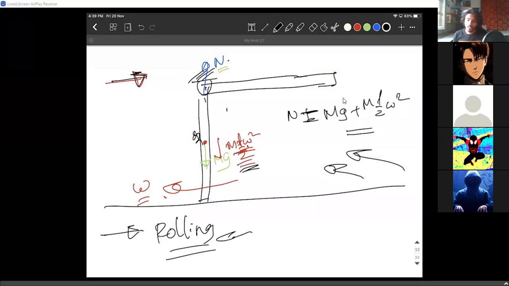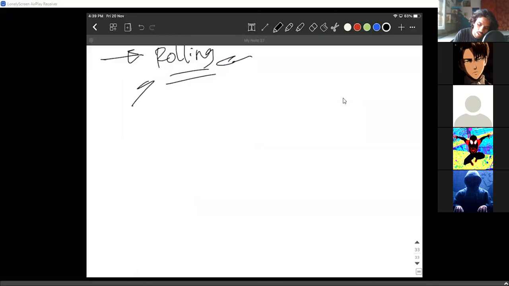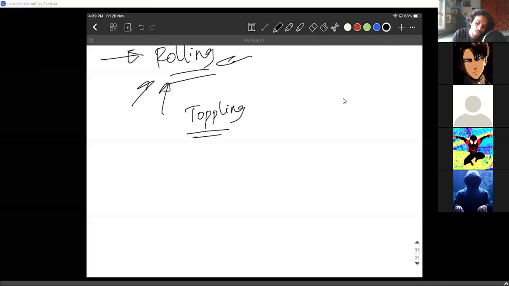Okay. So let us talk about, I'll just give you a small glimpse about rolling. Let's talk about toppling first, and then we go to rolling. They're not two different topics. Toppling and rolling are the same things.